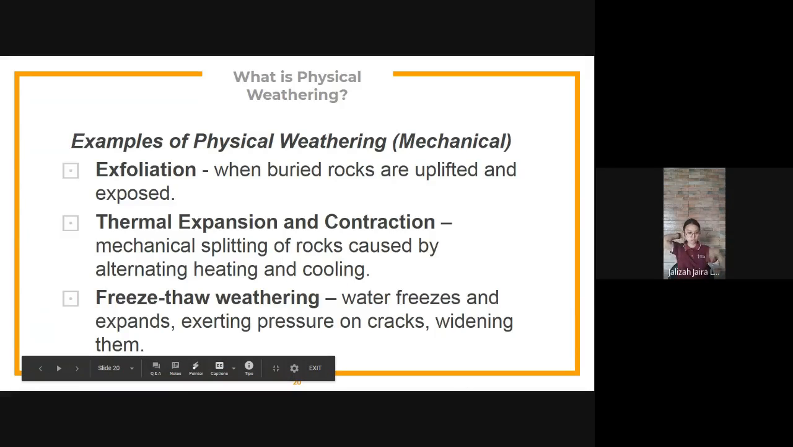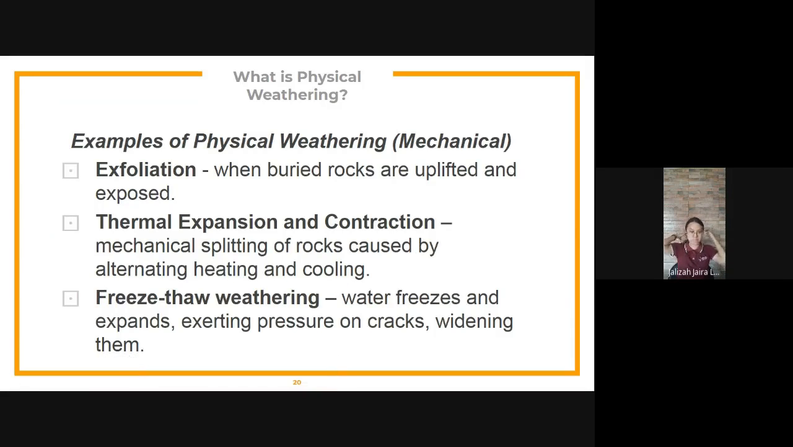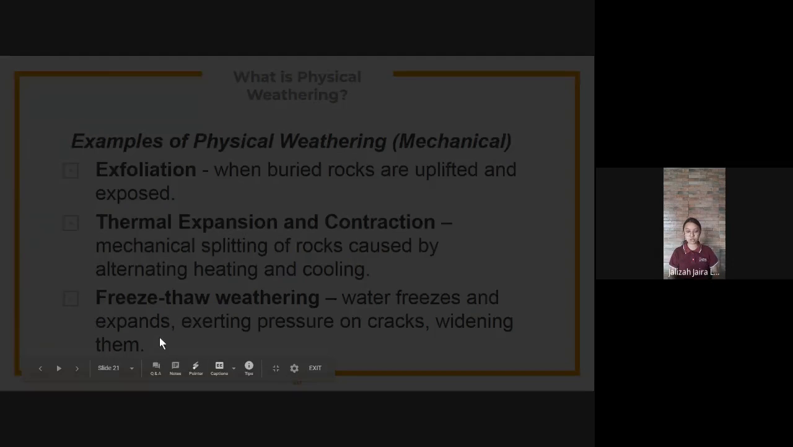So this happens when there's alternating heating and cooling. When it's too hot, objects expand. When it's too cold, objects contract. So the idea is that the continuous expansion and contraction yields cracks on the rocks. It's like shaking it back and forth, right? Because of the heat and cold. We also have freeze-thaw weathering.